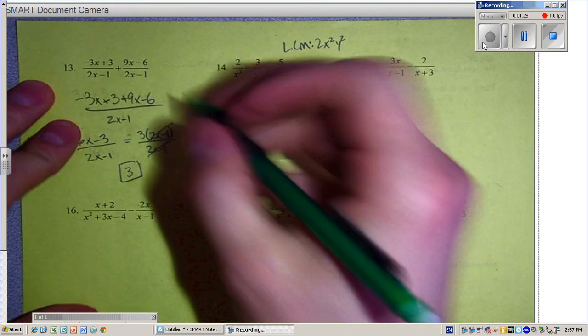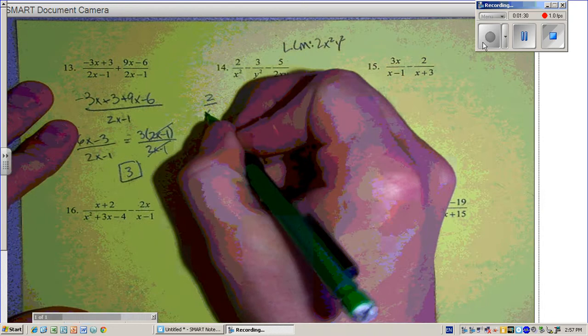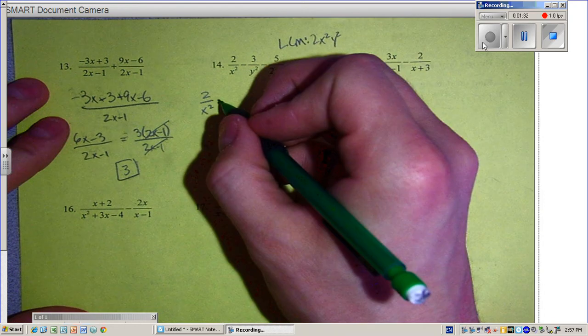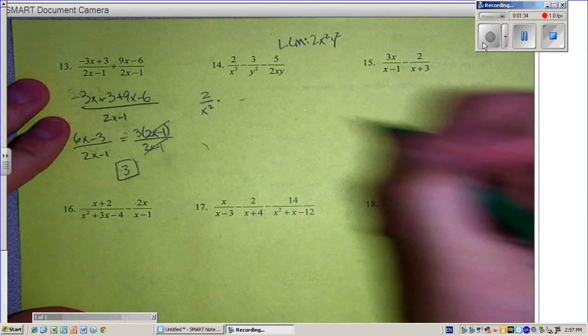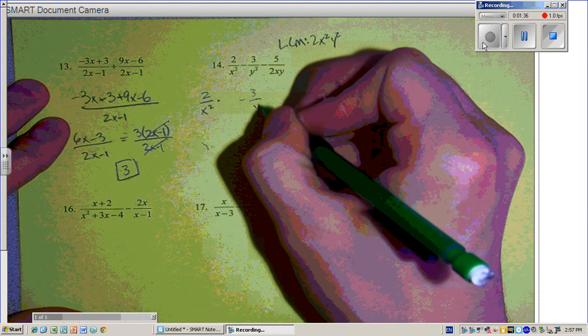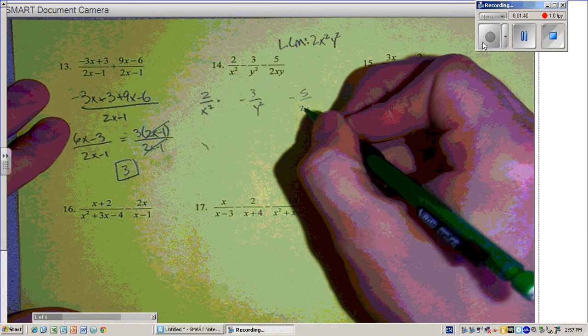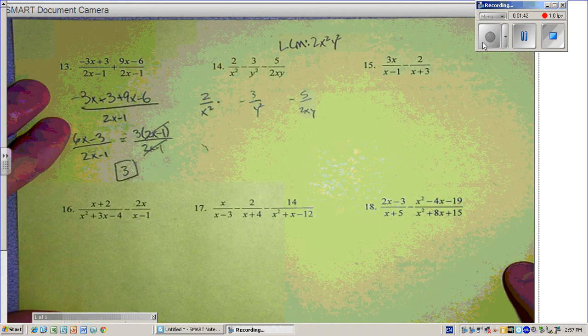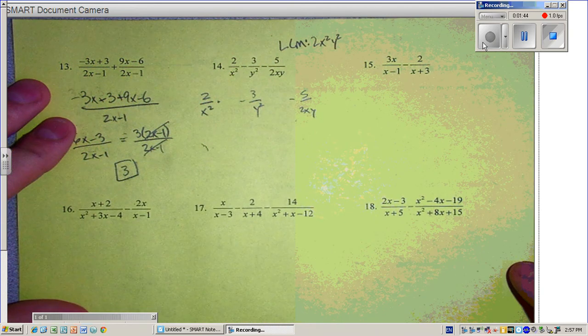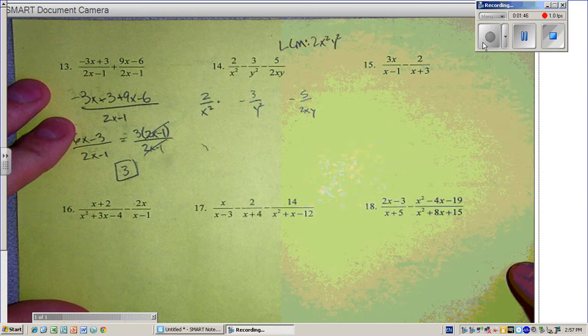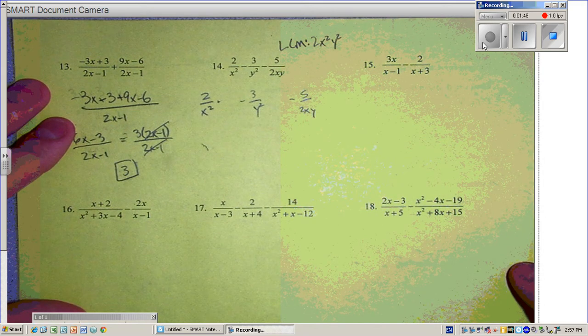So watch what I'm going to do here. I'm going to write the first expression. I'm going to leave a little space. Okay, write the second expression. We'll leave a little bit of space. And write the third expression. Okay, and now what I'm going to do is multiply each one of these expressions by a fancy form of 1 in order to get the LCM as the common denominator.